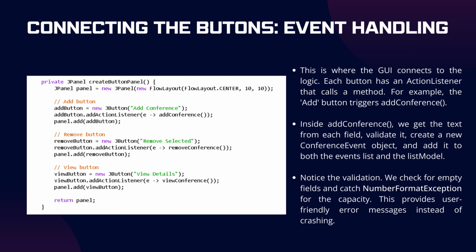This is where the GUI connects to the logic. Each button has an action listener that calls a method. For example, the add button triggers addConference. Inside addConference, we get the text from each field, validate it, create a new conference event object, and add it to both the event list and the list model. Notice the validation. We check for empty fields and catch NumberFormatException for the capacity. This provides a user-friendly error message instead of crashing.